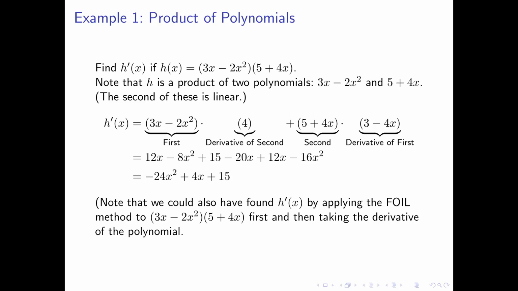But if you know the product rule, you might find that it's a little bit quicker than using that method involving FOIL and then taking the derivative. In any case, we would have gotten the same result. All of our derivative formulas and our algebraic principles agree with each other. They are what mathematicians call coherent or consistent. In other words, you're never going to get two different results for the same thing by applying two different methods.